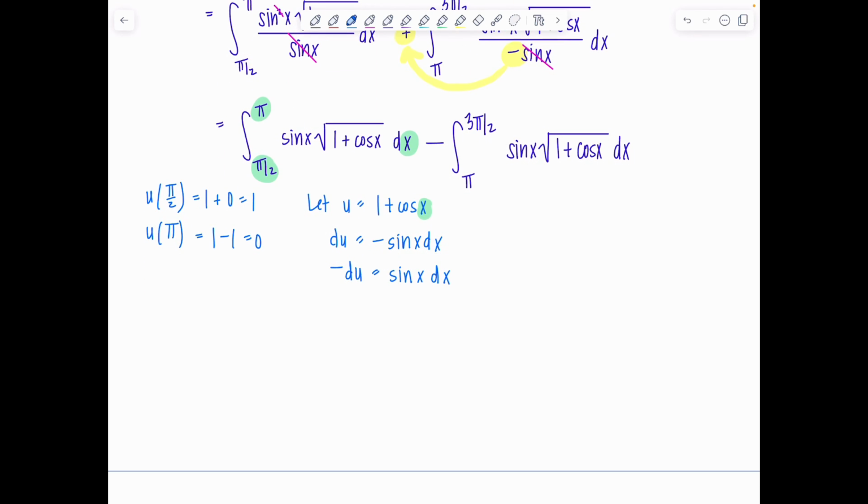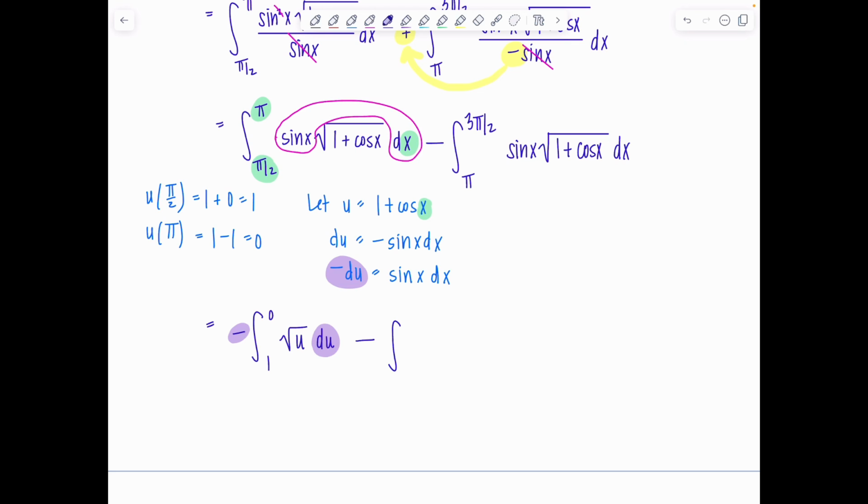So the first integral is going to end up being, we have a negative on the outside because of this negative du, okay? And then the limits are going to go from 1 to 0, rad u du. So negative du is all of this sine x dx, okay? And then rad u is rad 1 plus cosine x.